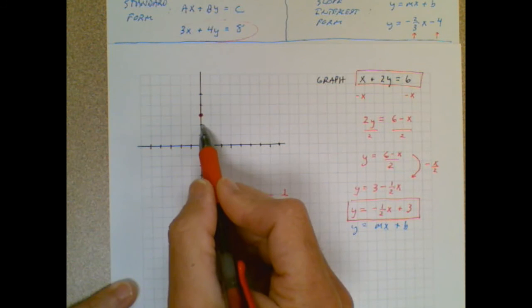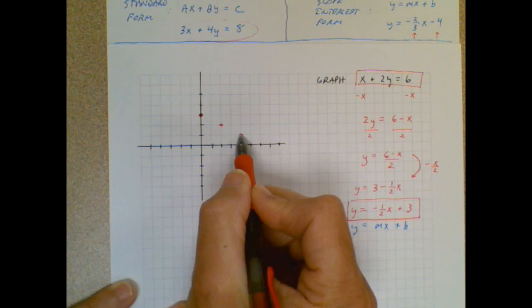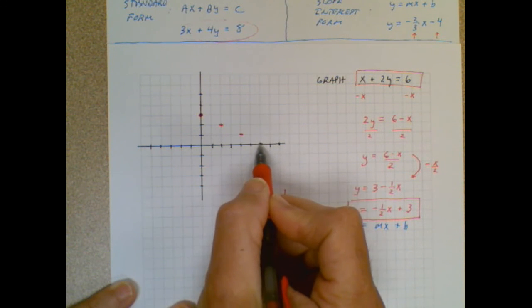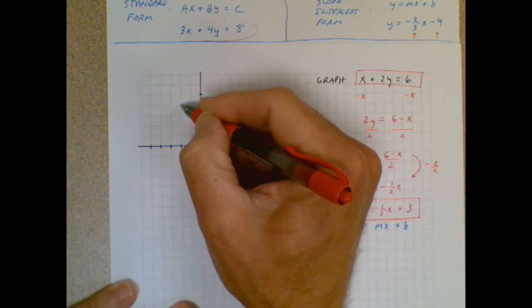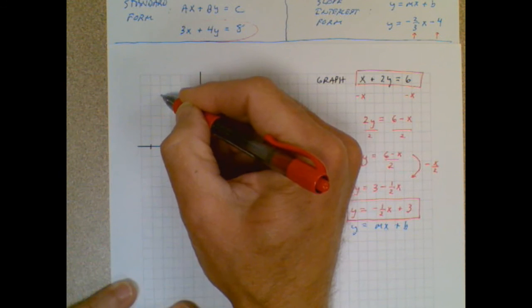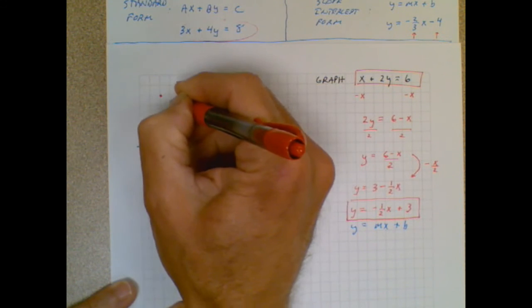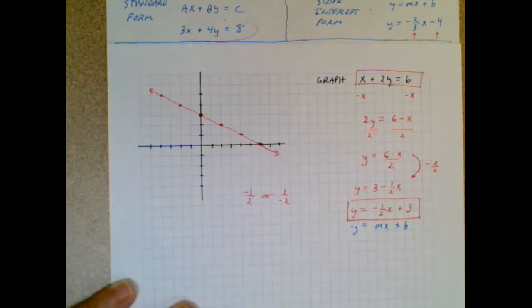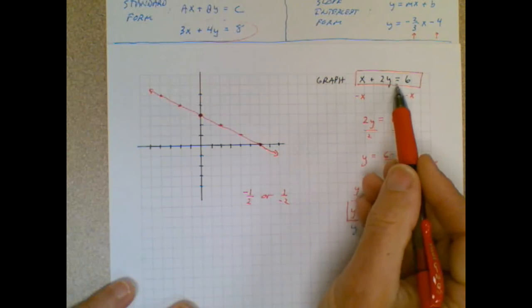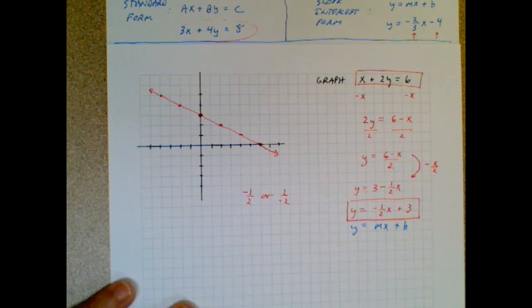So down 1 over 2, plot a point. Down 1 over 2, plot a point. Negative 1, positive 2. Keep that pattern up. Or I could do up 1, left 2. Up 1, left 2. Up 1, left 2. And through the miracle of algebra, all those dots form the line. We have now graphed a standard form equation by converting it into y equals mx plus b form.